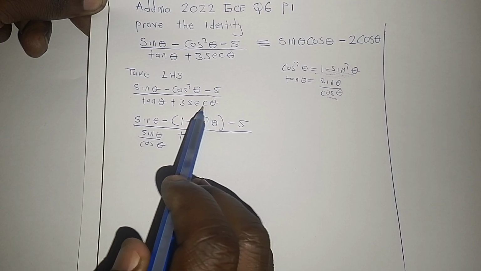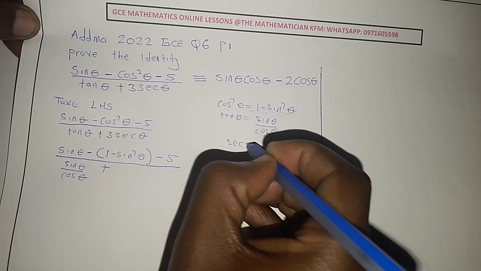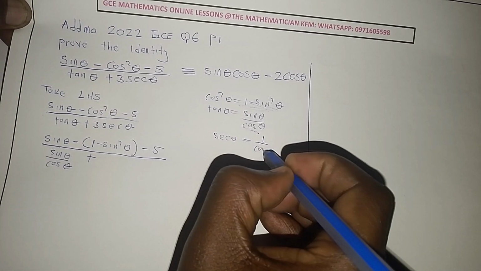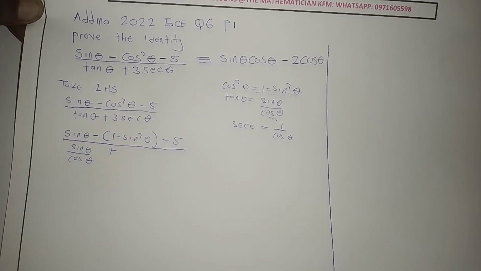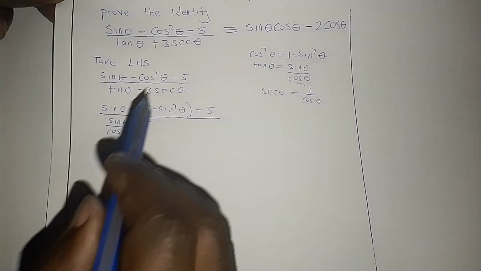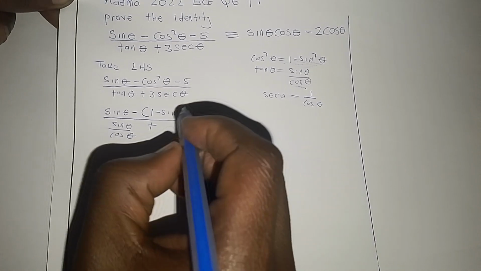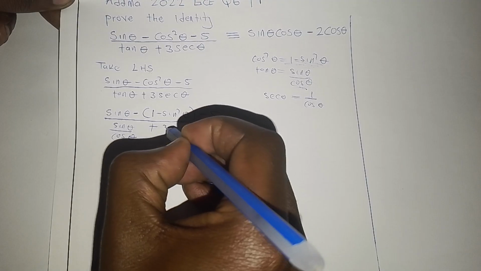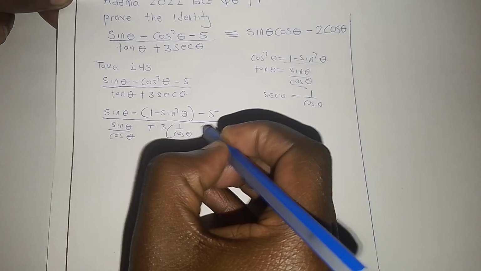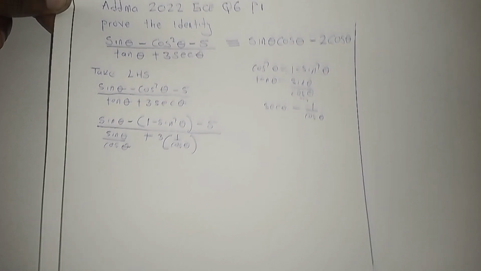secant theta. You all know that sec theta is the reciprocal of cos theta. Now where there is a secant, I'm going to change it to cos. So I have 3 multiplied by 1 over cos theta, like this. I have just replaced the identities.